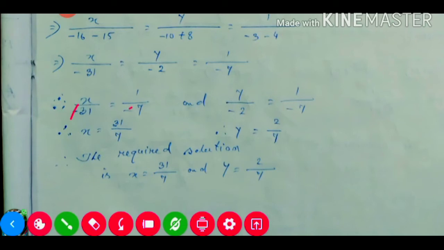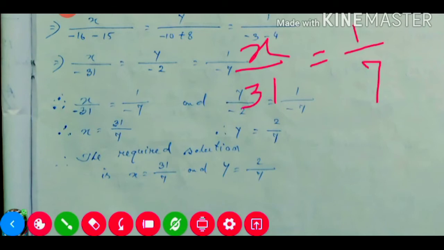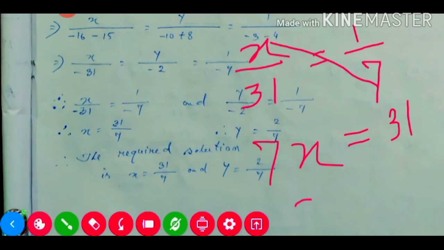Now directly I did this one. If we are not able to do so, see how to do. X divided by 31 is equal to 1 divided by 7, because minus minus already cancelled, both sides minus minus is there. Now cross multiplication we will do, it will be 7x is equal to 31. Therefore x value will be 31 divided by 7.